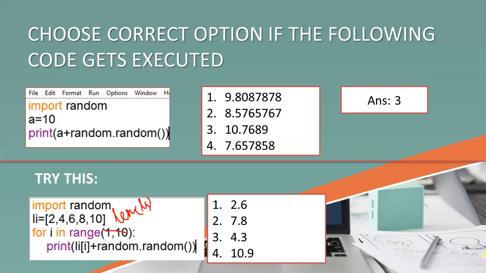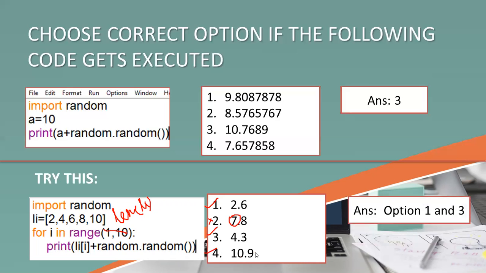Now suppose it generates 0.6, then of course option 1 will be correct. Now suppose it generates 0.8, but here we are getting 7 as the integer number, while in the list elements we can see that 2, 4, 6, 8, 10 are the elements. So 2 is not possible. Again 4 is possible, true, and 10 is also possible, of course, because the range passed is length of list. If the range passed is length of list minus 1, then it will not get 10.9 as the output.